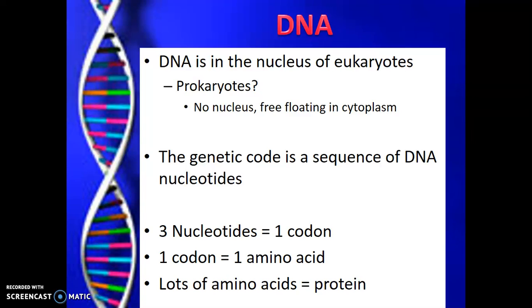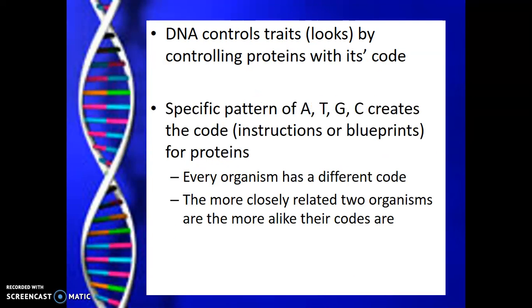And our body reads them in sets of 3. 3 is a code word for a specific amino acid. And amino acids come together to make proteins. So your DNA controls what you look like and how you are built and how your body works by its specific patterns of A's, T's, G's, and C's. Every single living thing on this planet is made of the exact same 4 bases, A's, T's, G's, and C's. The only difference is how many they have and what order they're in. So the more closely related two organisms are, the more similar their codes of A's, T's, G's, and C's.